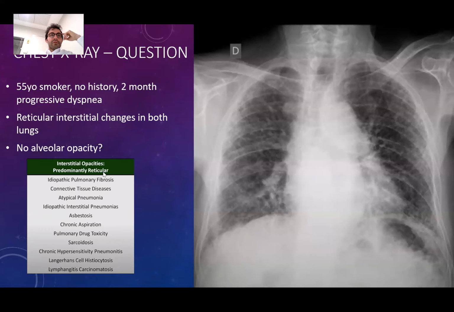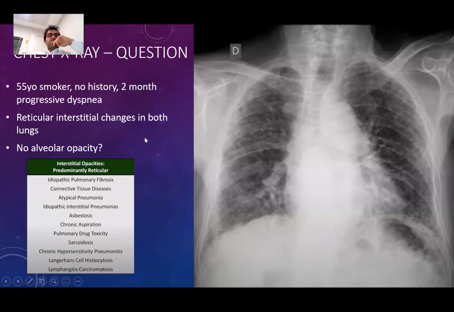Doctor, that was a very good diagnosis. Thank you. Who's that? Farah Süleyman. Asbestosis, chronic aspiration, sarcoidosis, and the list goes on. Okay. We are not seeing any alveolar opacities, and we are seeing reticular nodular interstitial changes on both lungs in this patient. Thank you, Abdel Malik.